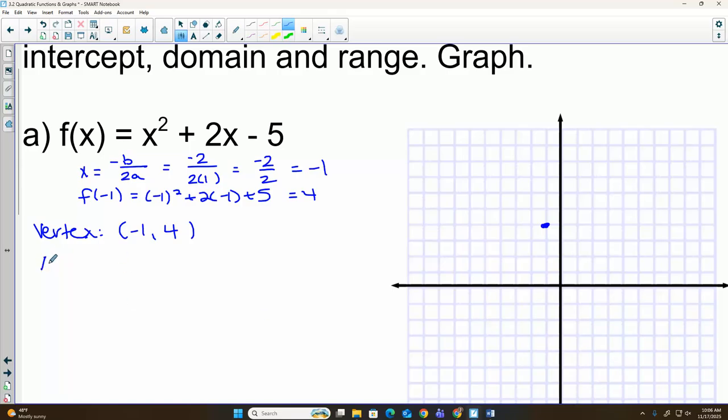Okay, the axis of symmetry, the vertical line that goes through it. It's a line, so it's always x equals the x value of our vertex, which is negative 1. Yes? It says -5 instead of +5. Oh, thank you. It would help if I wrote down the problem right, wouldn't it?